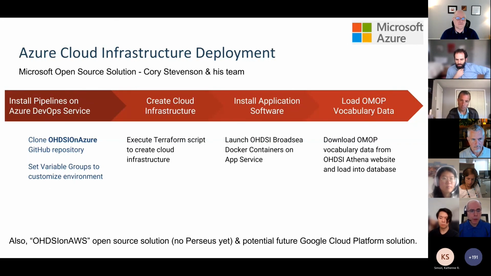So as Paul mentioned, there are other options. Just real quick, Odyssey on AWS is an existing open source solution from AWS. It doesn't have Perseus yet, but we'd like to get that added to it. And then we're also looking to produce a similar solution with Google, on their cloud platform.